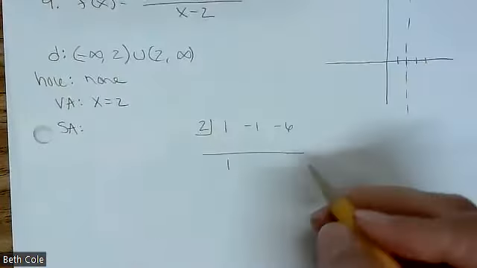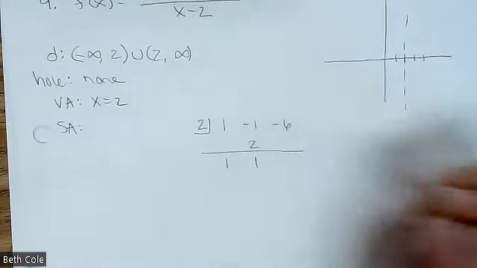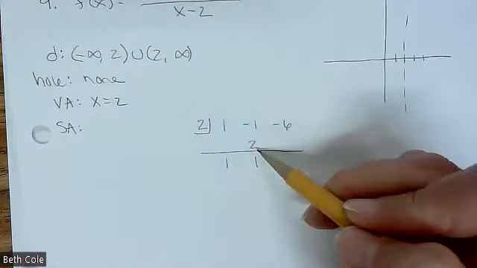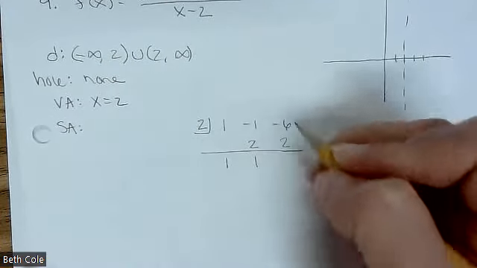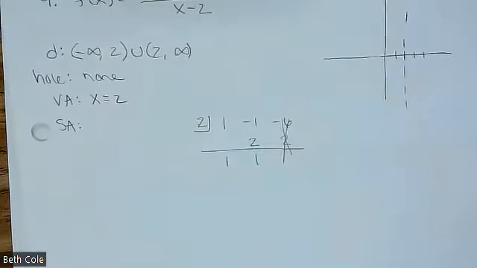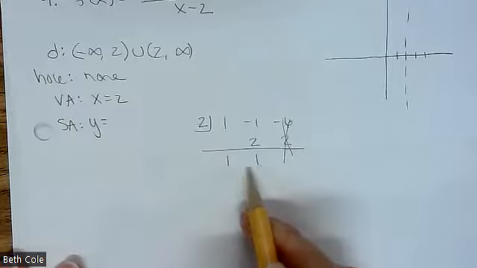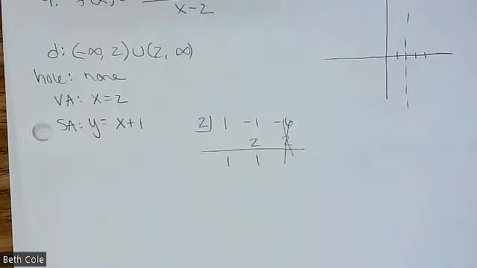So bring down the 1. What's your next number you're going to put? 2 and then, wait, this will be 1, right? Yeah, and then this will be 2, but it really doesn't matter because we don't use that. All right, so it'll be y equals 1x plus 1. Kind of weird because they both came out to be 1s, but it's whatever you get. Y equals 1x plus 1.